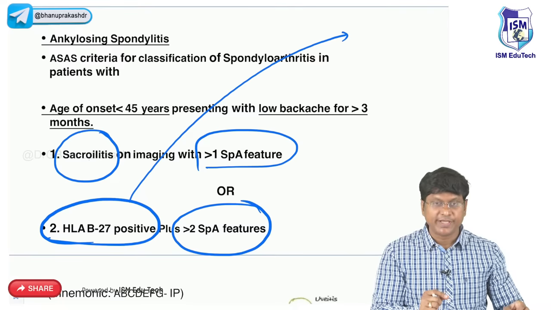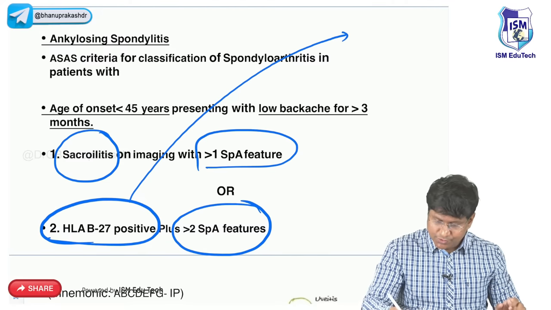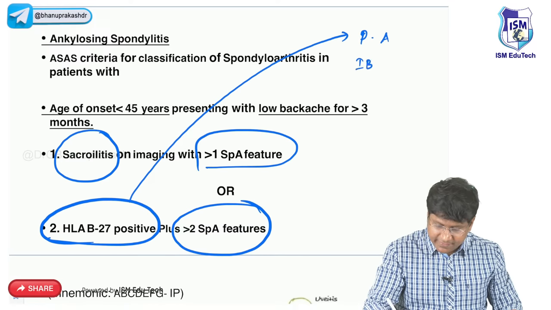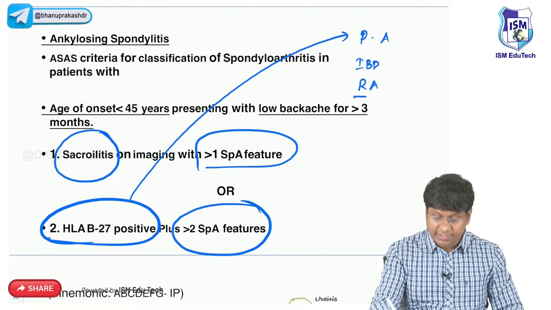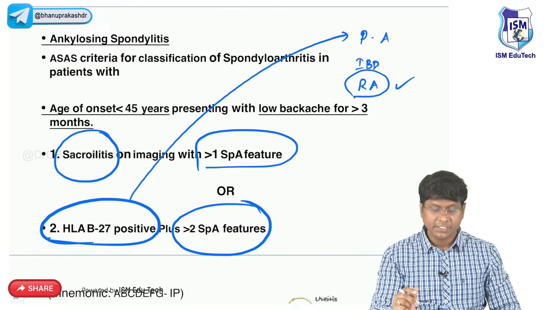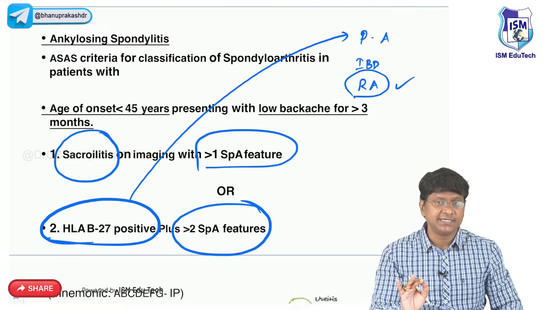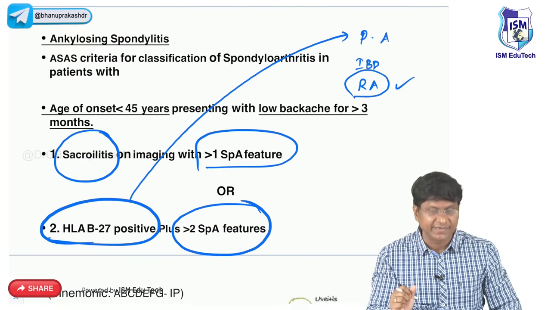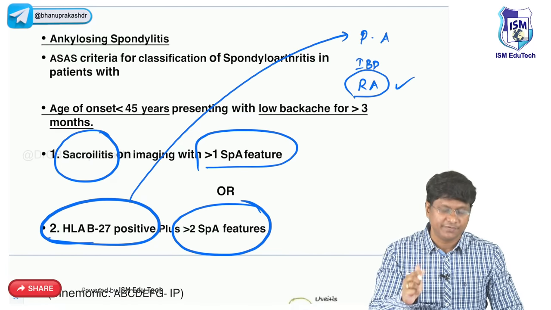So the other conditions where you can have this are psoriatic arthritis, then inflammatory bowel disease, and you also have that in case of reactive arthritis. Also not in rheumatoid arthritis, okay, this is reactive arthritis, also called Reiter syndrome. So these are the conditions where you will have HLA-B27 being positive.